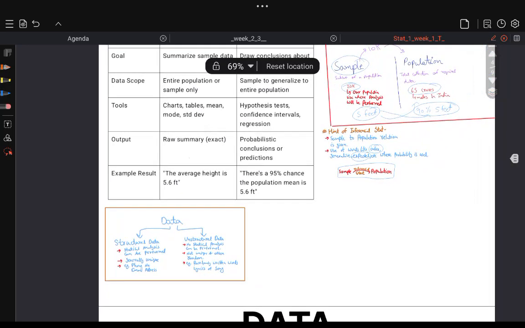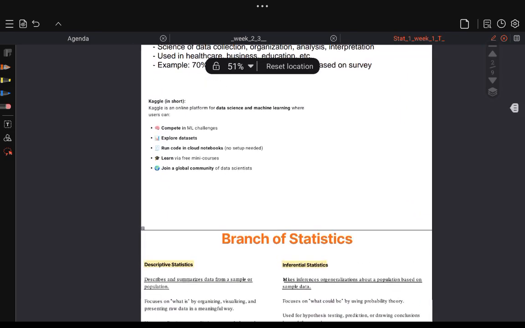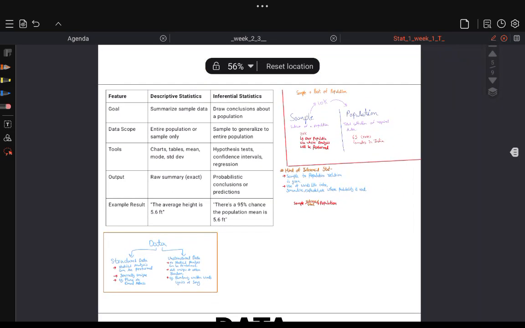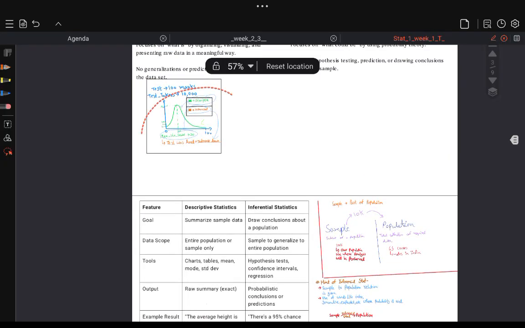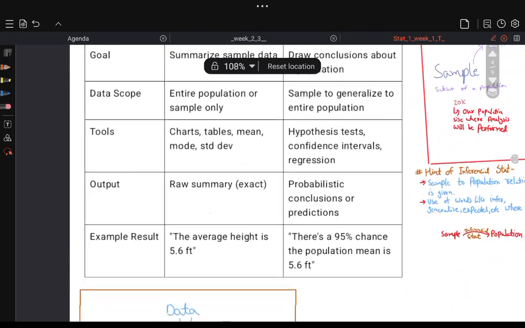Let me clear out the unnecessary markings here also. So let's look at some data.